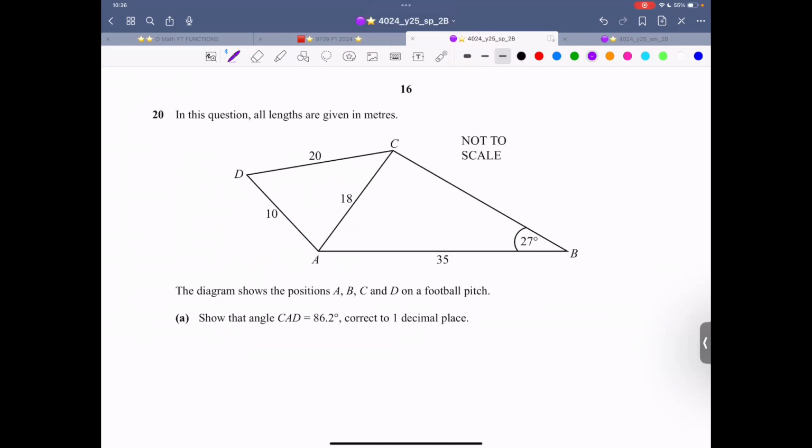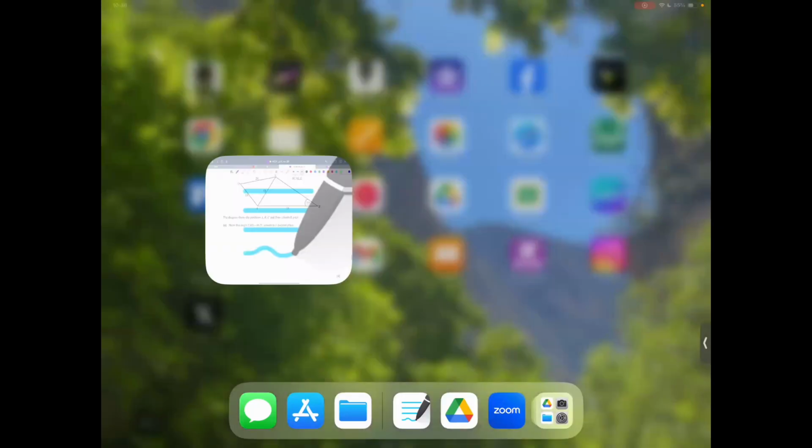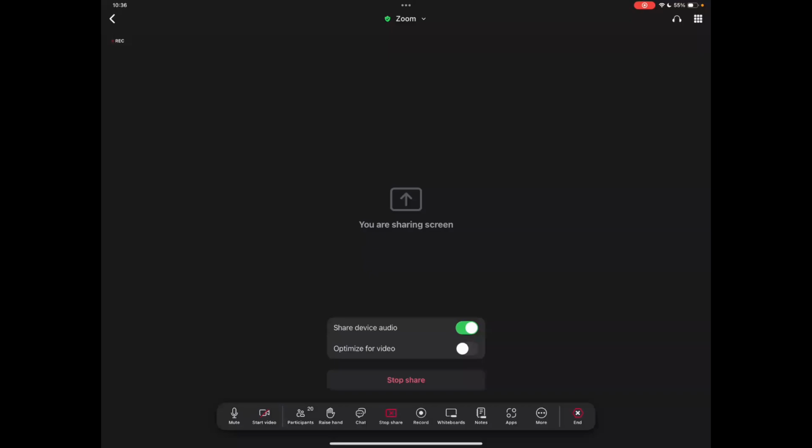Now let me charge my Apple Pencil a bit. Now let's read this question. And let me just double check a few things. It's all good, all clear.